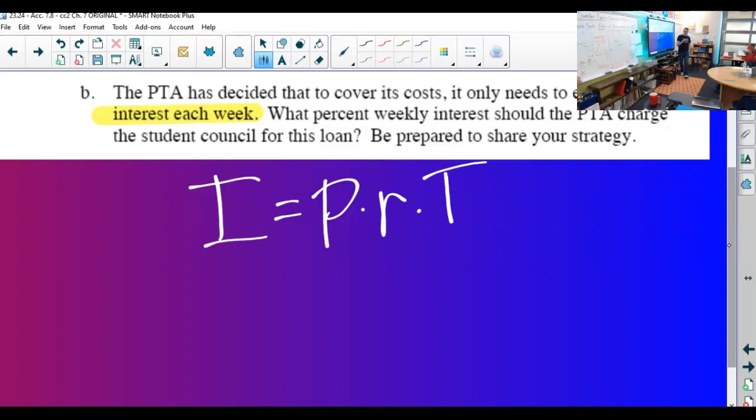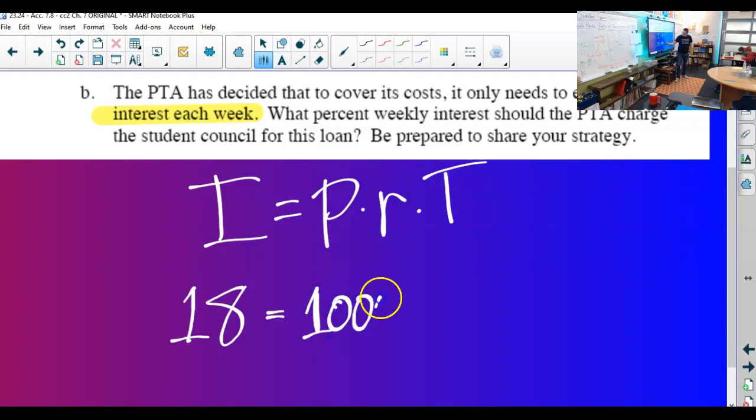Yes. Alex, what is it? 2%. Remember I is the money. I know we labeled that wrong at first, so I hope you changed it. I is the money added on. 18, right? They're saying they're only going to add on $18 each week. Do we know the principal? $1,000 for the DJ and the photographer. Do we know the rate?